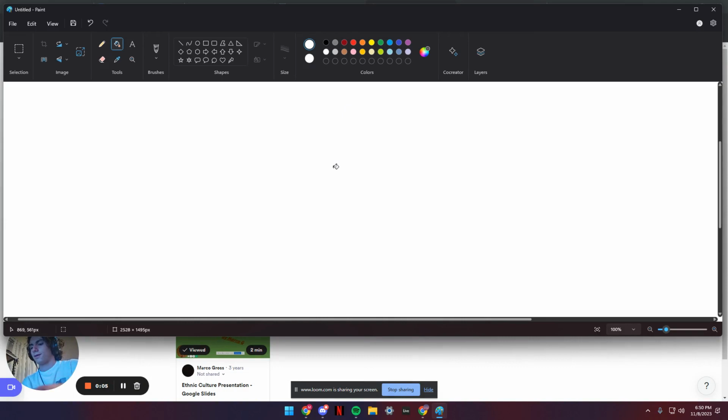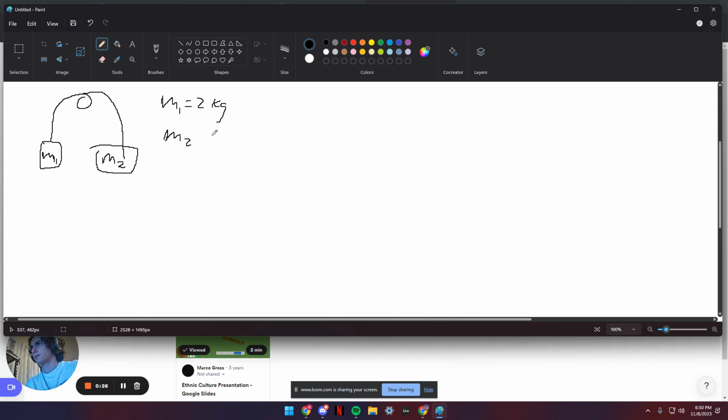Alright, a massless string is attached to a mass m1, which is slung over a massless frictionless pulley connected to mass 2. Mass 1 has a mass of 2 kilograms, and mass 2 has a mass of 5 kilograms.